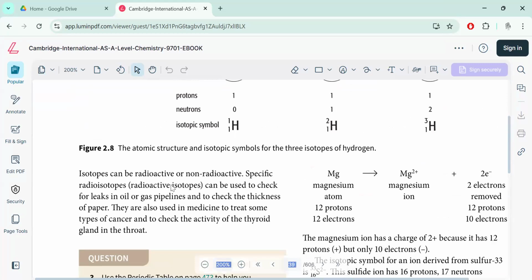Okay. So isotopes can be radioactive or non-radioactive. Basically, radioactive, I think you've learned this before, and I've explained that radioactive can be hazardous. Radioactive isotopes are called radioisotopes. Yeah, just eliminate the "active" there, it's kind of long. They can be used to check for leaks in oil or gas pipelines and to check the thickness of paper. They are also used in medicine to treat some types of cancer and to check the activity of the thyroid gland. So this is just another theory.